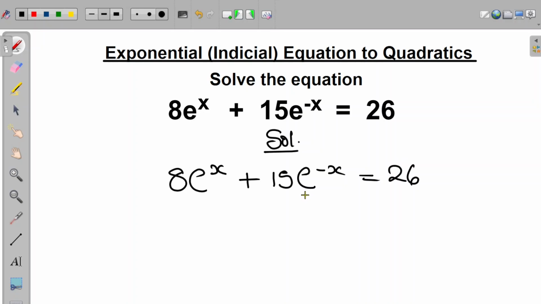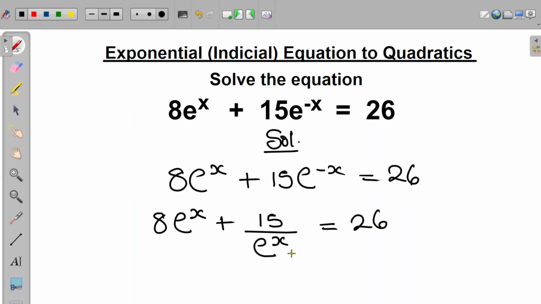So this equation here can be written as 8 multiplied by e to the power of x plus 15 divided by e to the power of x equal to 26. Now, to eliminate this fraction here, we multiply the equation by e to the power of x.